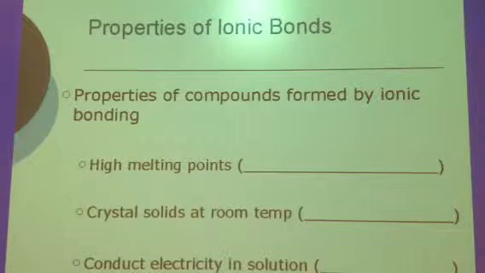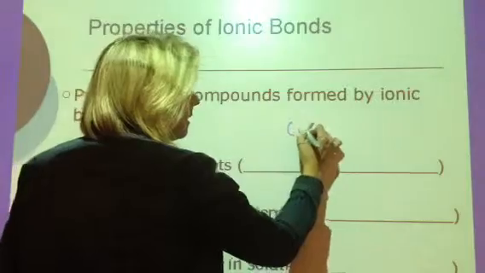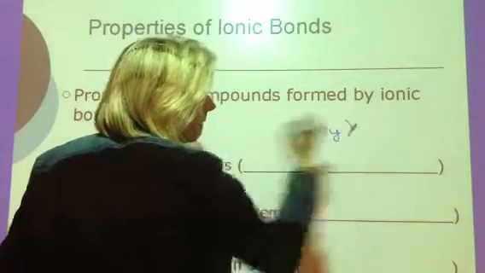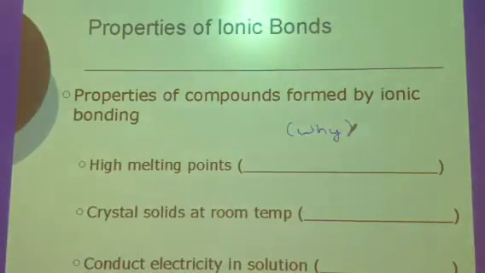We had one slide of notes to get through yesterday, and that slide of notes looks at the properties of ionic bonds. There are 3 properties I want you to know. I want you to know that they have high melting points, that they're crystal solids at room temperature, and that they conduct electricity in solution. And I want you to know the why of each of those properties.